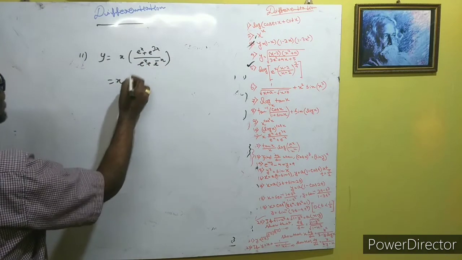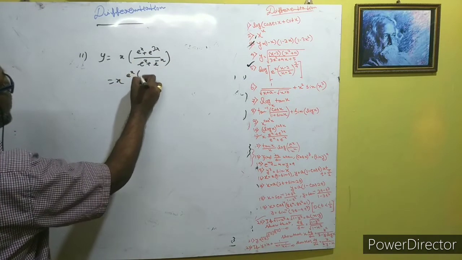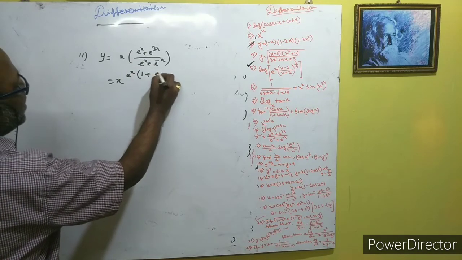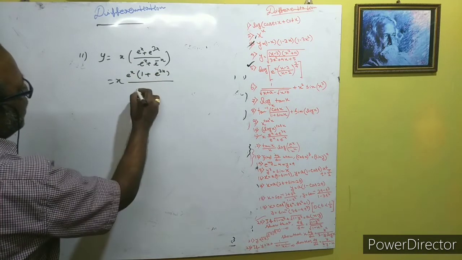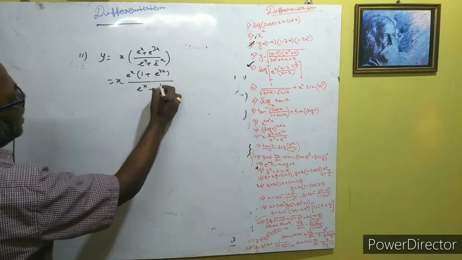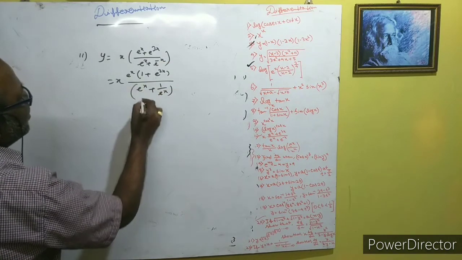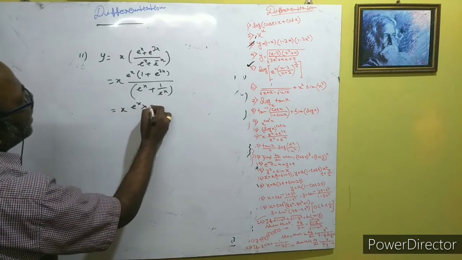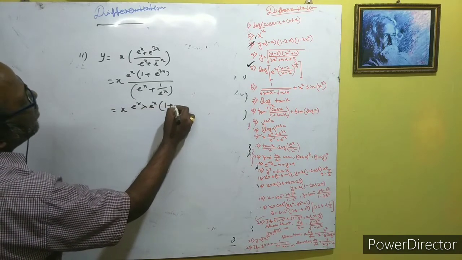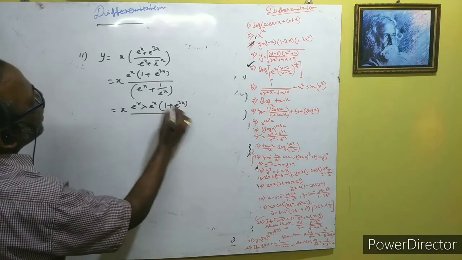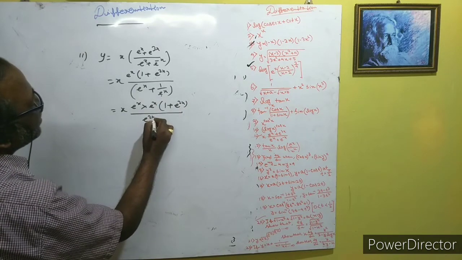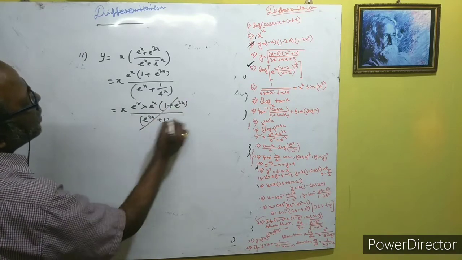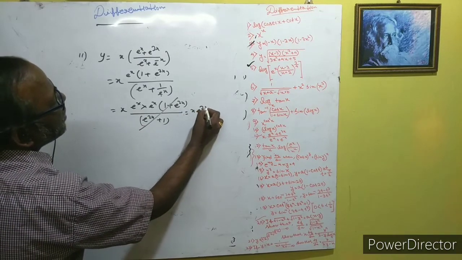Take a common e to the power x from the numerator. This is here 1 and this is here e to the power 2x. So this is e to the power x, and you can write here 1 by e to the power x. This is x into e to the power x, and take an LCM. So I write here e to the power x and this is here 1 plus e to the power 2x. So again e to the power x, e to the power x, this is e to the power 2x plus 1. So these two are cancelled. So x into e to the power 2x.